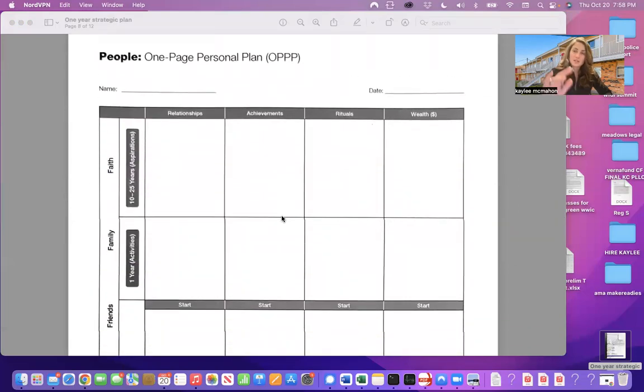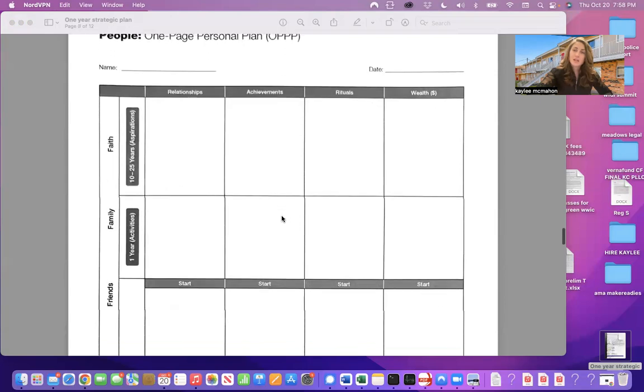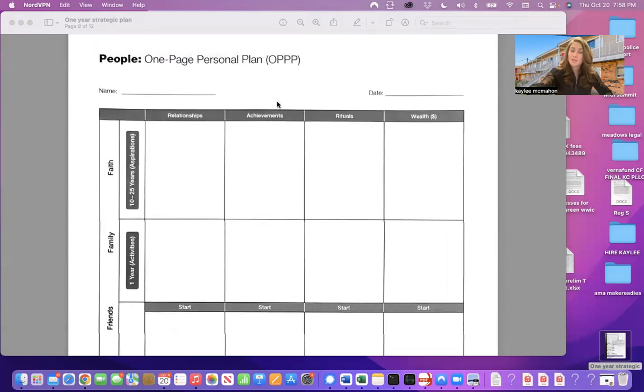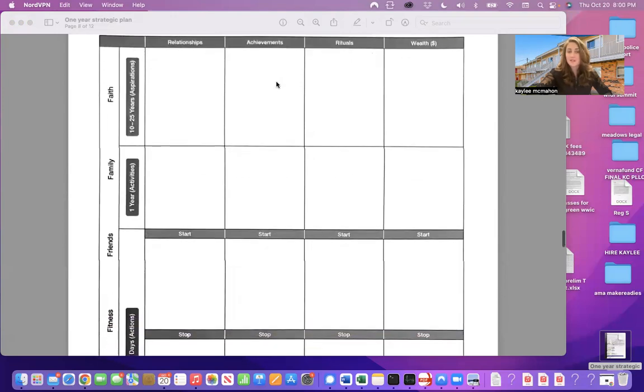This is not complete on here. This is something that I do on my own, and this is something that you should have everybody on your team do for themselves once a year, and then compare how it is for next year. So it's a 1-page personal plan, OPPP. And again, this template is available on gazelles.com.